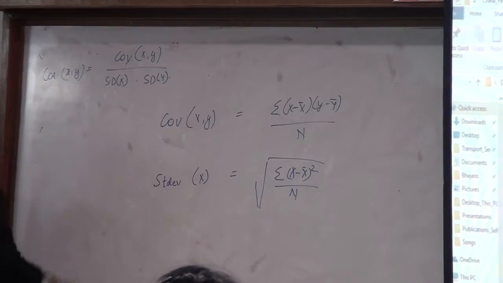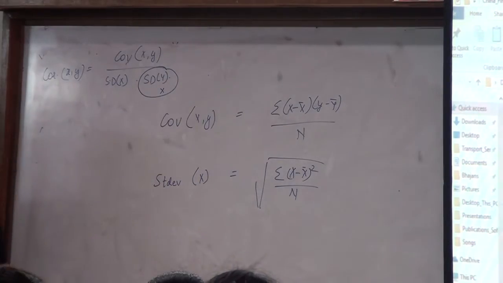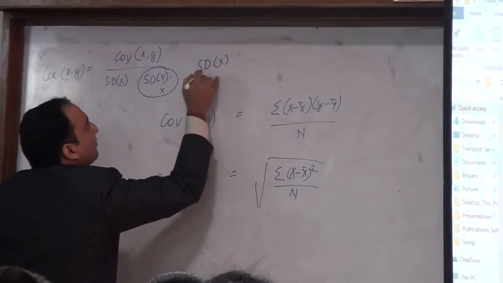In regression, I do one simple thing, but I don't tell you that I am modifying correlation, because I want to become famous. So I will call it beta. What I do is one simple thing: I remove the standard deviation of y, and in its place I bring in standard deviation of x.